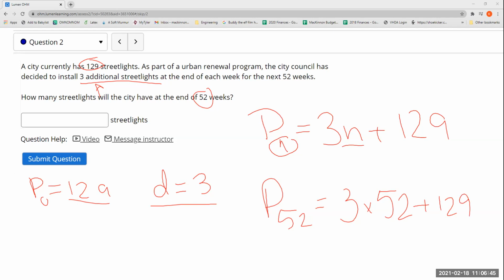Okay, and so now we're just going to go ahead and multiply these numbers. Now, fun fact about me, I have a passion and penchant for making errors with my arithmetic. So I went ahead and just typed that in. And I got 285.